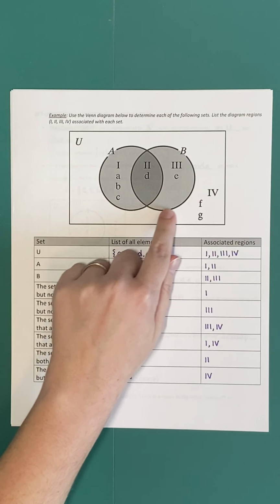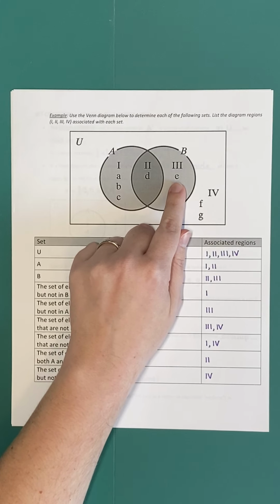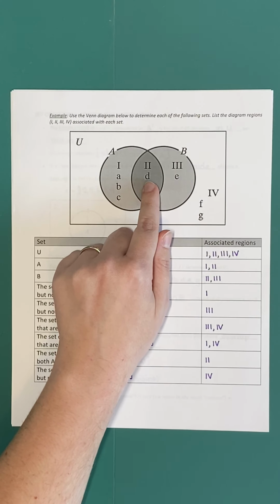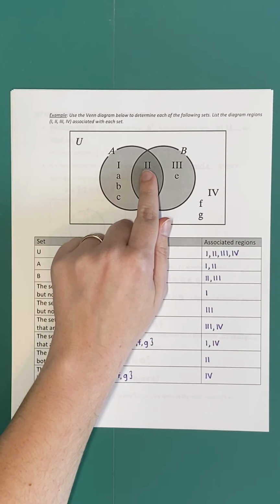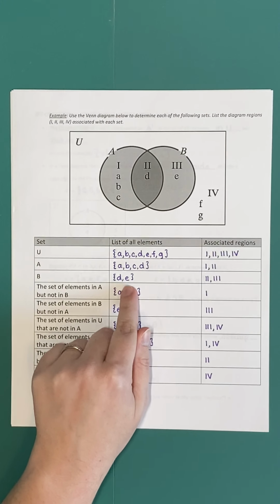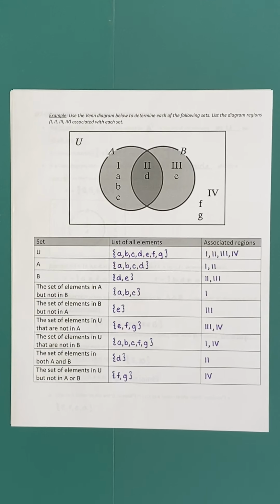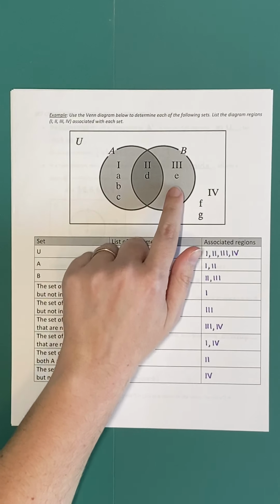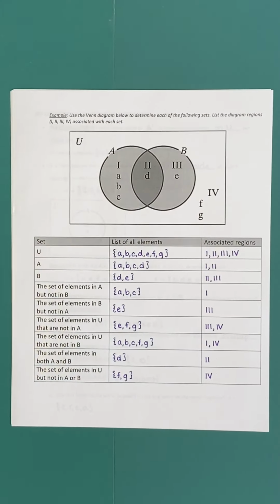Now what about the set B? That's going to be anything that's anywhere within the circle for B. So anything that's in B exclusively, and then anything that's in B's overlap. So that's going to be the elements D and E, which are regions 2 and 3. Now notice as I'm making these lists, I'm listing things in a particular order. I'm listing alphabetically because it's a meaningful way to order. But say for instance I wanted just B and then the overlap. That would be E then D instead of D then E. That is perfectly fine. It's not a big deal to do it that way.